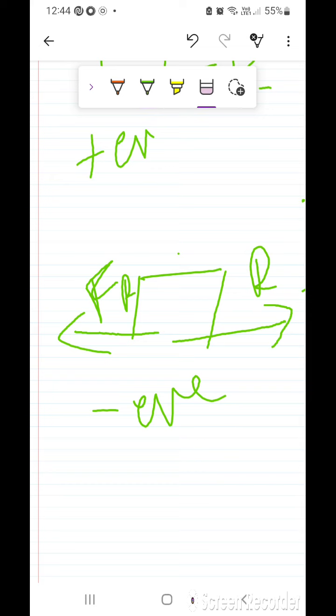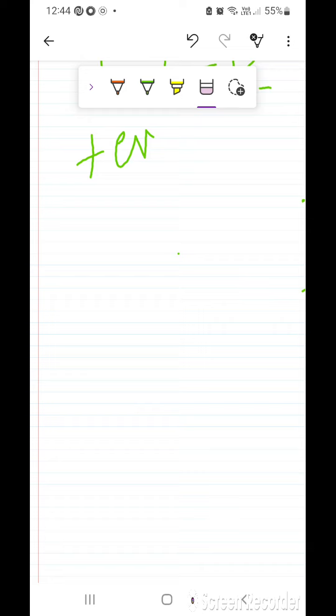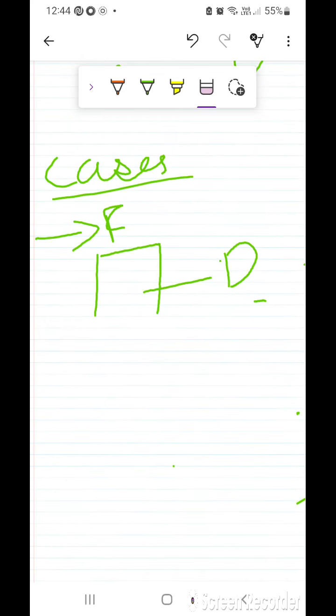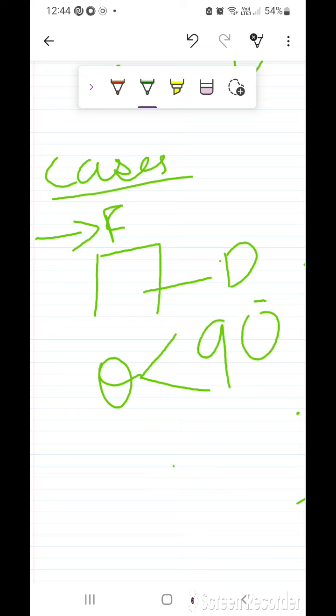Is there any relation between angle also? So yes, there is a relation of angle. In the positive case, theta, the angle, is always smaller than 90. It can be 60, it can be 80, it can be 40, 20, 10, 0. Any angle can be there, but it cannot be 90.